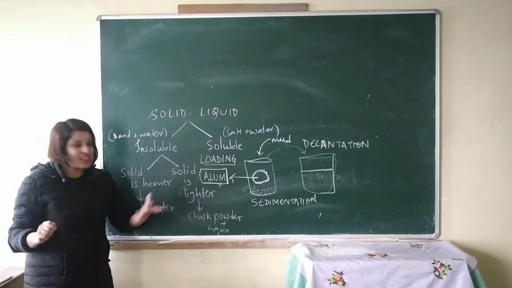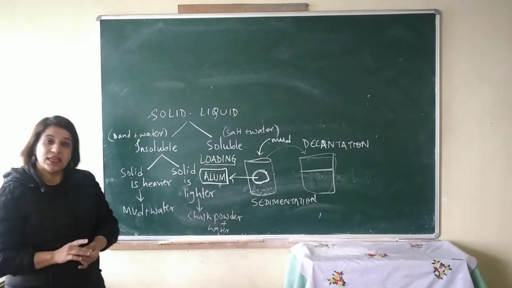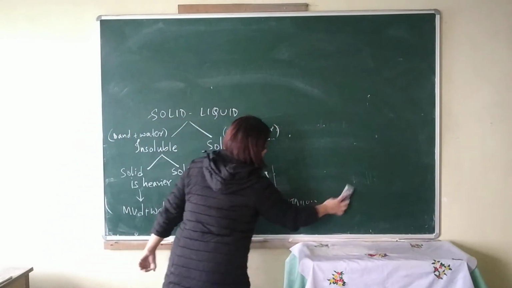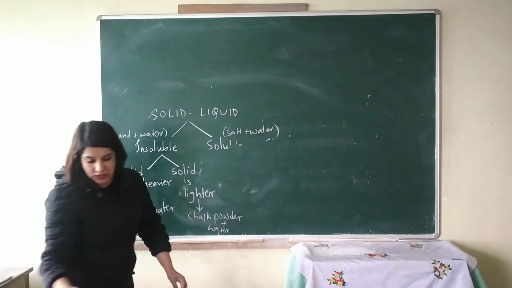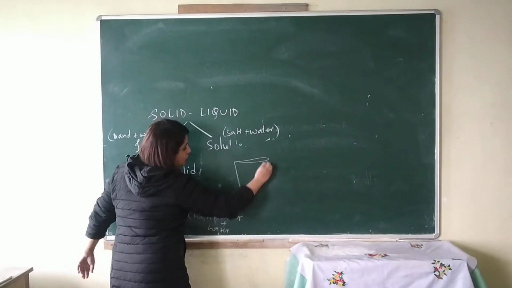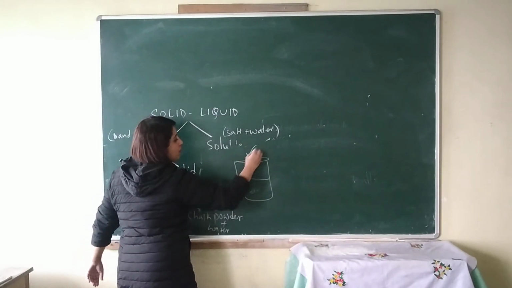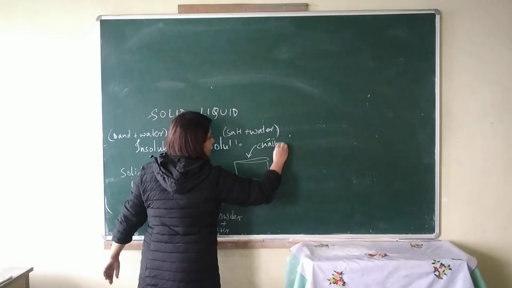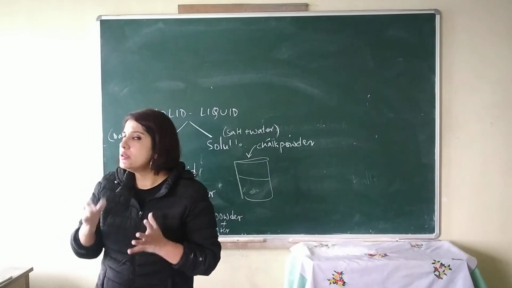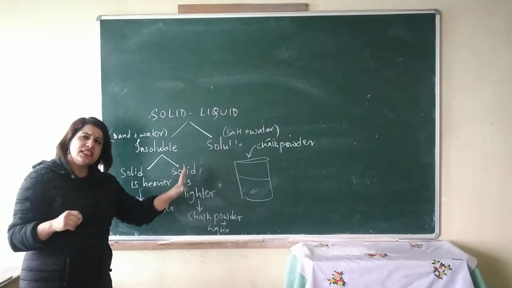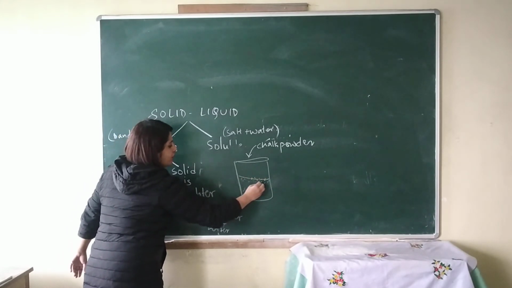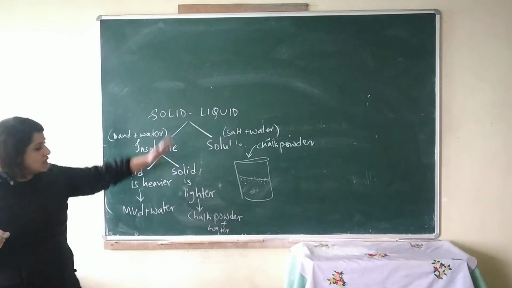Now we come to the next method, that is when the solid is lighter. And I gave you the example of chalk powder and water. So if you take a beaker and you half fill it with water and you add chalk powder to it, however much you stir, the chalk powder will not dissolve in the water. Let it stand for some time. Since the chalk powder is lighter than water, it floats. It does not settle down.